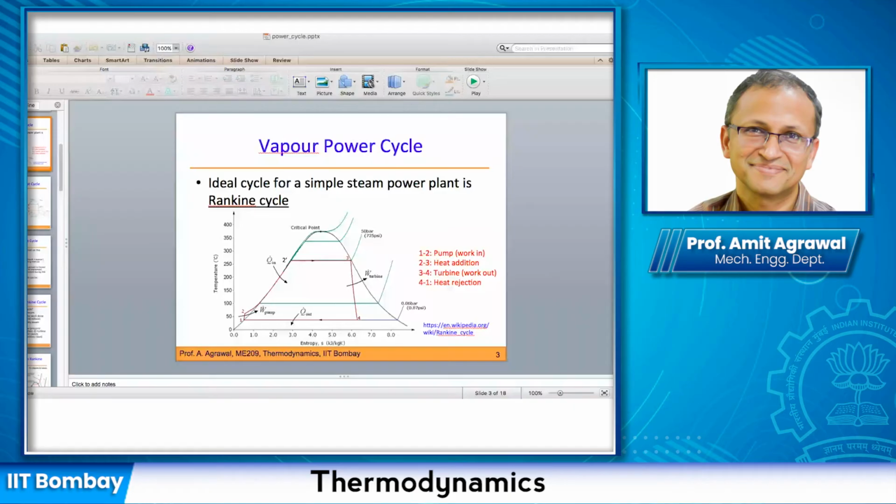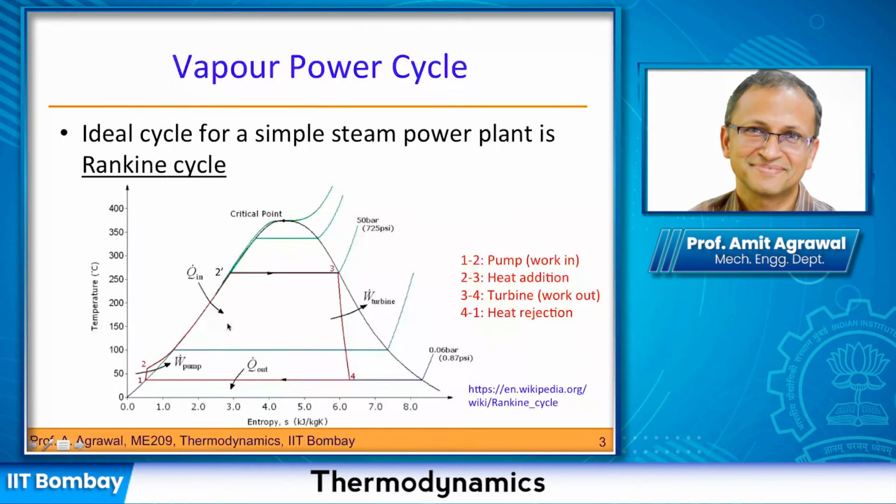So this is the ideal Rankine cycle that we had introduced in the previous class. This is the TS diagram, and we said that there are two pressure lines or levels over which the cycle is being completed. One is this pressure, which is the higher pressure, and this is the lower pressure. And we go from 1 to 2 to 3 to 4 and then back to 1.